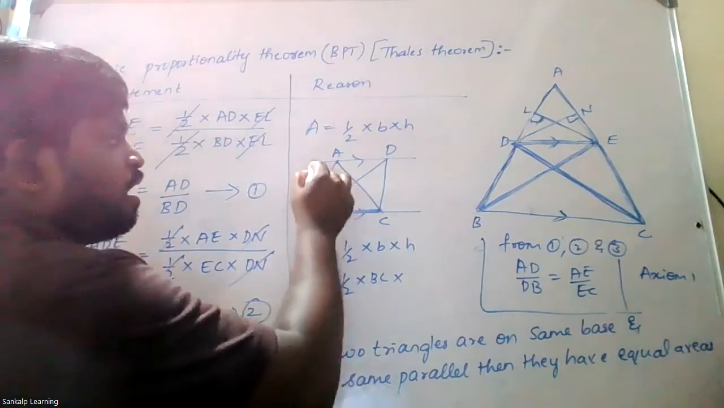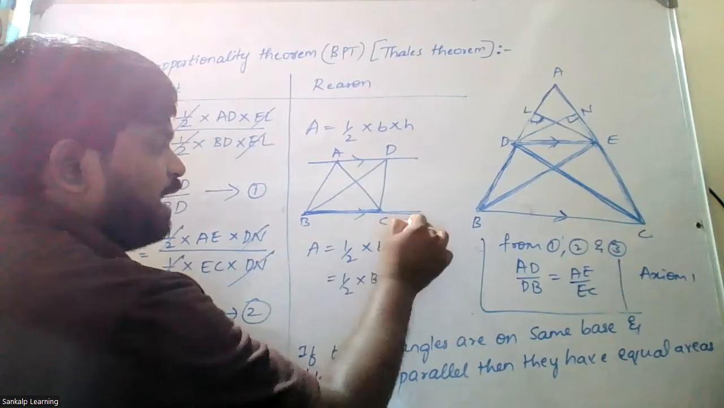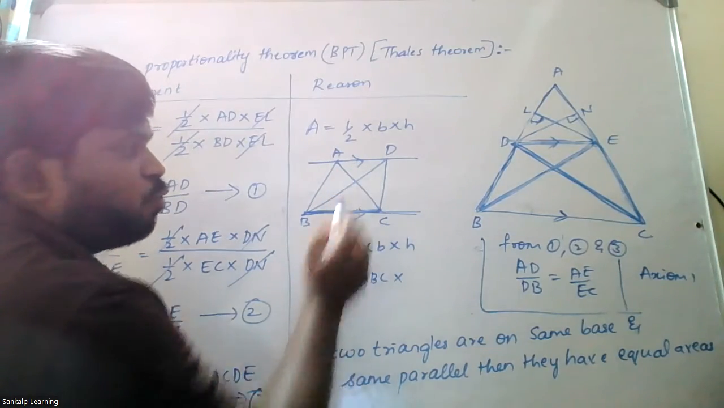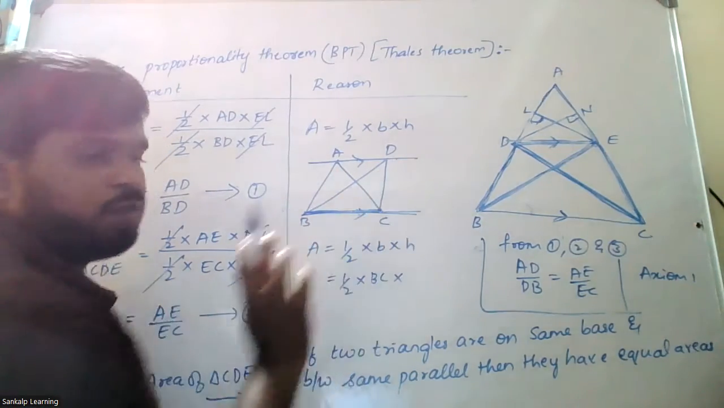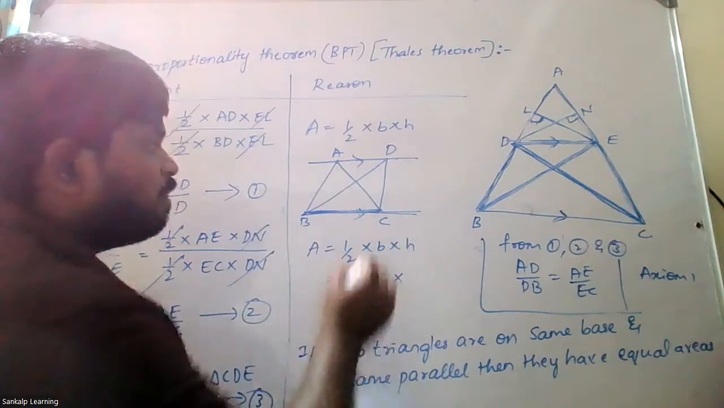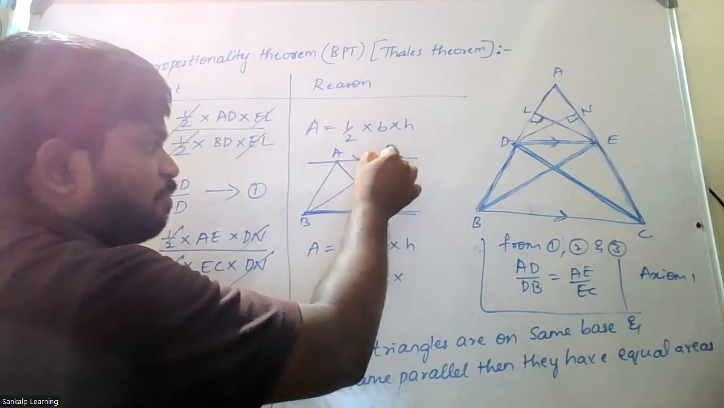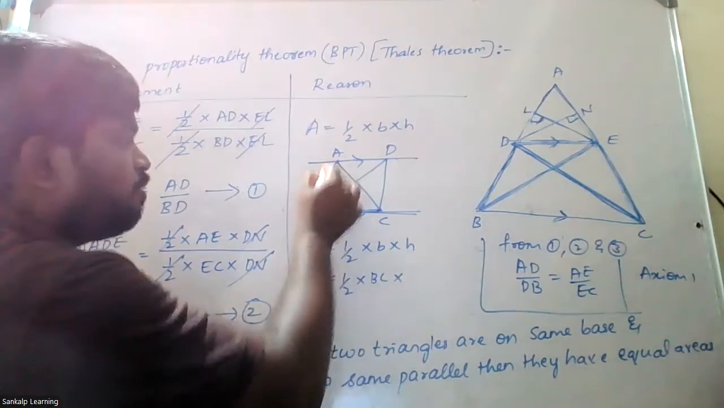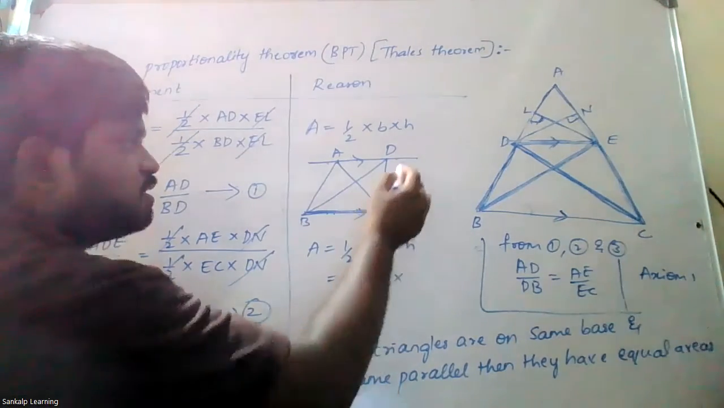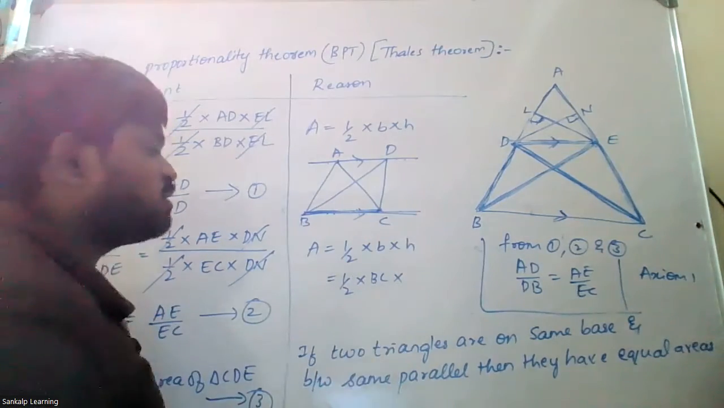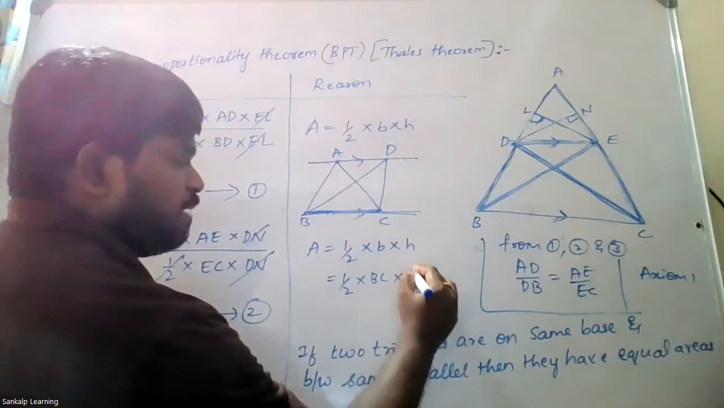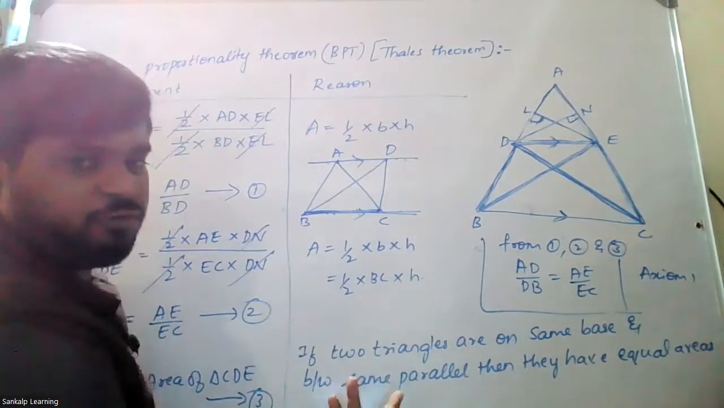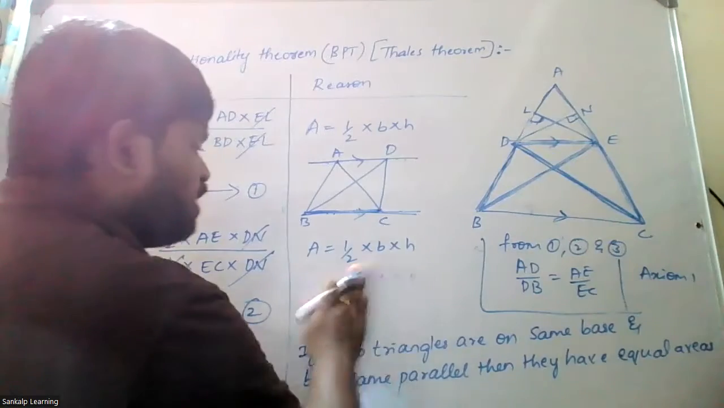Actually, since they are between the same parallel, the distance between the two parallels from here to here will always be same, isn't it? Therefore, the height from here to here and the height from here to here will be same. From here to here, what is the distance? Same distance. From here to here, what is the distance? Same distance. Therefore, the height is same. I'll take it as h itself. So for both the triangles, this will be the formula, hence the areas will be same.